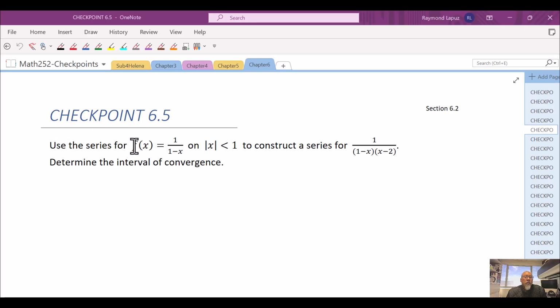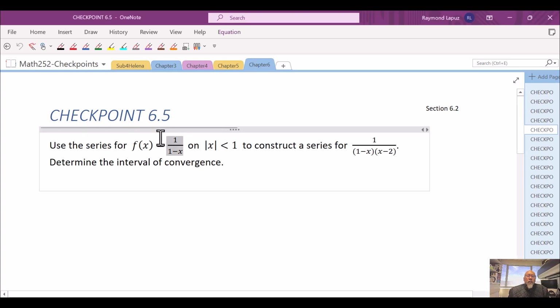It says to use the series for the function 1 over 1 minus x, on the absolute value of x less than 1, to construct a series for 1 over (1 minus x) times (x minus 2), and then determine the interval of convergence.